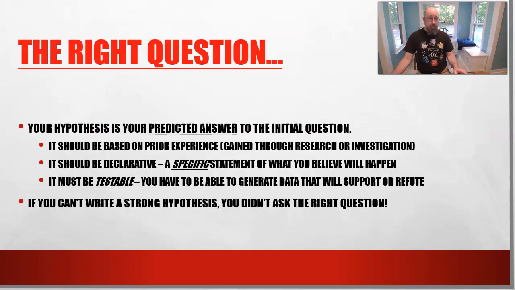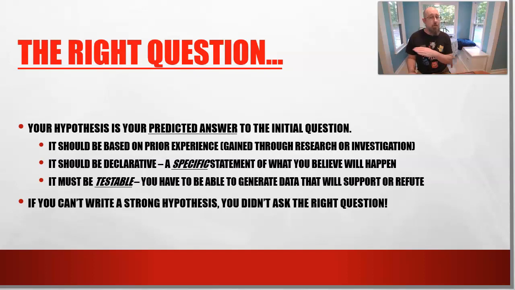A hypothesis should be a declarative statement. You need to make it specific. It should say, this is what I think is going to happen. It doesn't say, well, maybe. You don't hedge your bets, and you certainly don't make a hypothesis after you've already found out what happens. That's cheating. You need to predict what's going to happen based on what you already know.